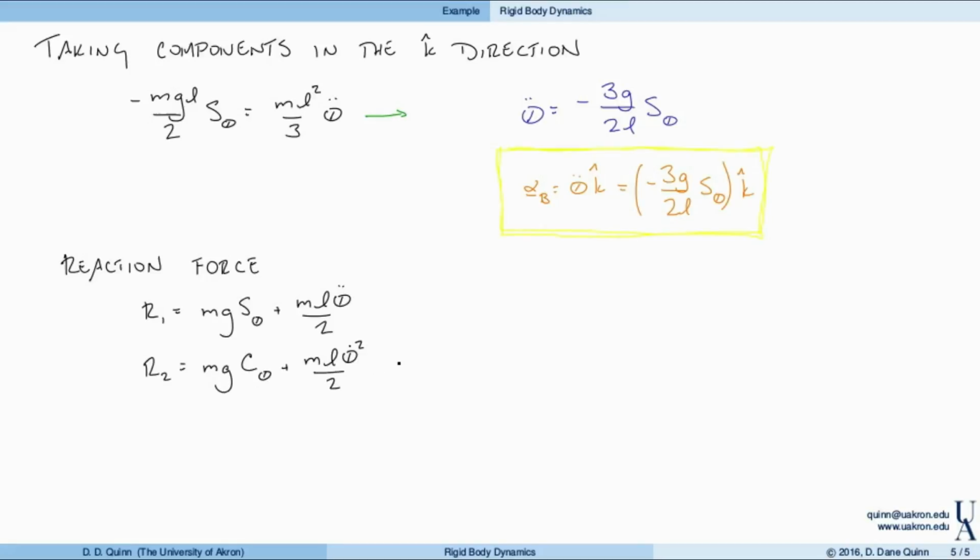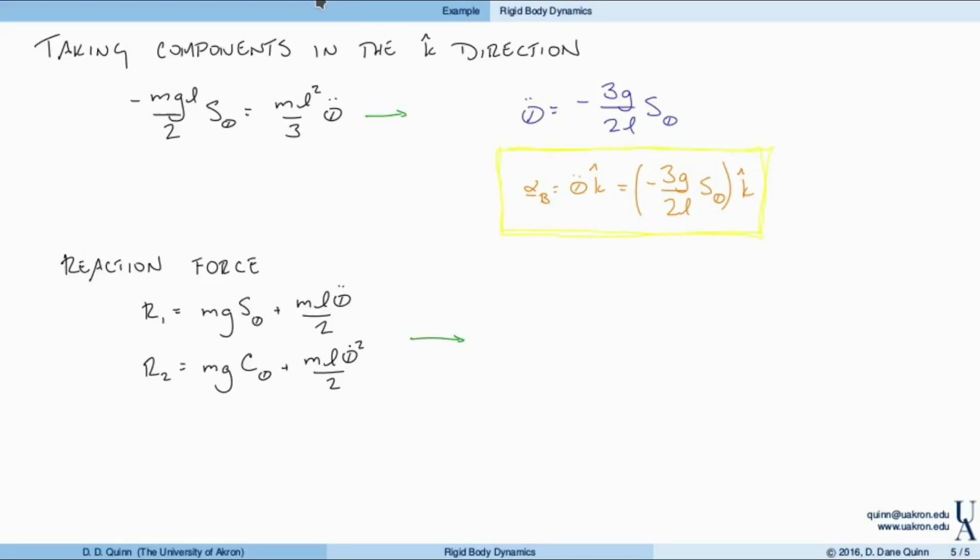Now, theta double dot was one of our original unknowns, but we've already solved for that. That was our previous step. So I can actually take this expression for theta double dot and introduce it here into the reaction force for R1. Notice that R2 does not depend on theta double dot, but it does depend on theta dot. However, theta dot was given as one of the initial conditions. In particular, theta dot at time 0 was equal to 0.